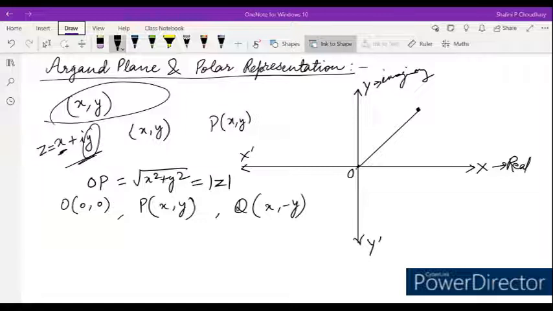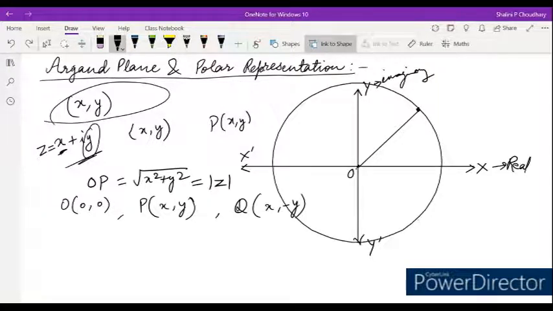If we draw a circle, and this point is P, we will not write x, y. Instead of that, we can write z, that is a complex number. So complex number z is basically x plus iy. Instead of x, y directly we can write z. We have written P(z). Now if we consider this angle as theta, we have to join these points.